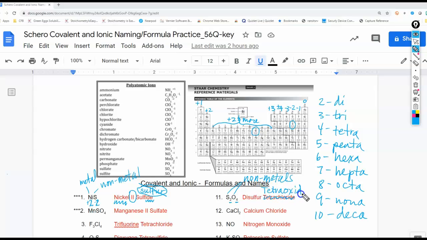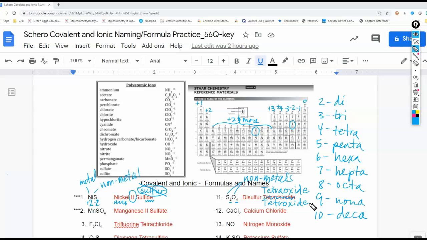oxide. Now, you oftentimes are going to wonder about, well, what do I do? You can either show both vowels together, or you can write it as tetroxide like this and leave the A off. Either way will be a correct way of showing it.